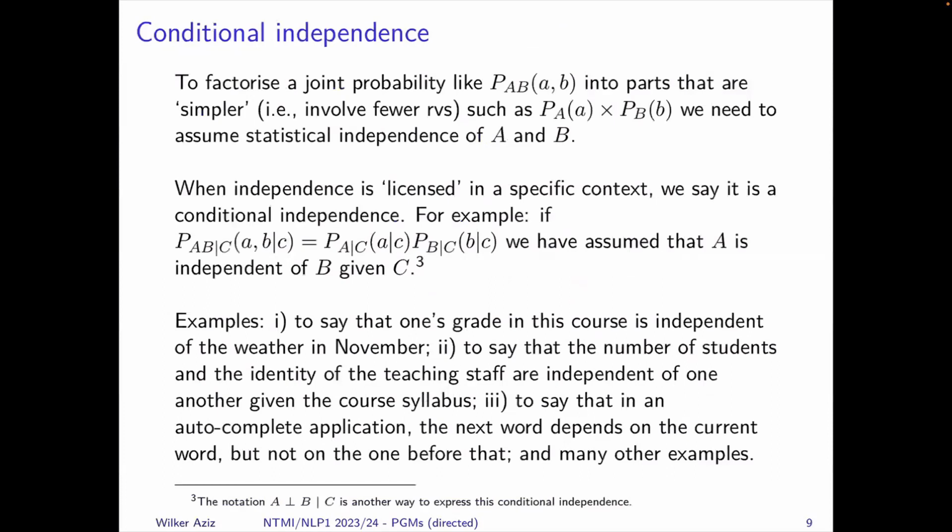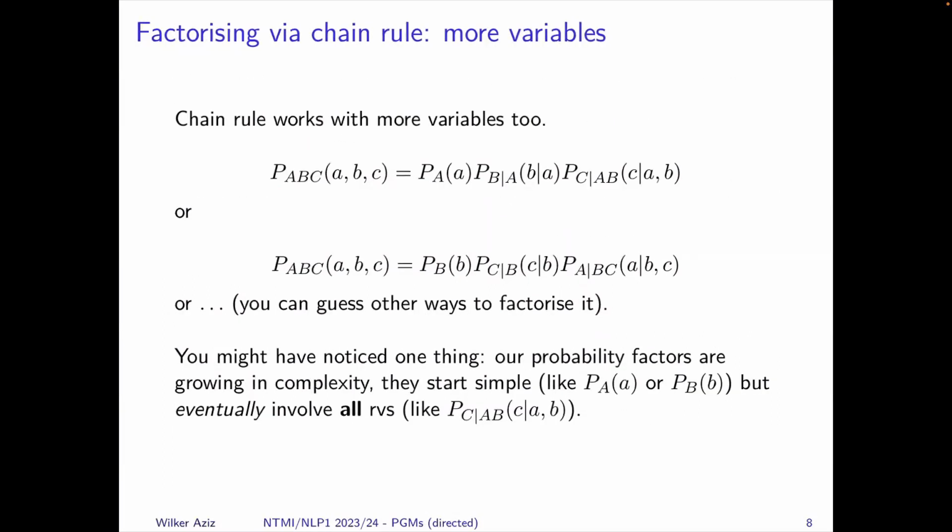And that's because the chain rule you see on the slide is an identity. The stuff on the right is equal to the stuff on the left. There are no assumptions going on here.